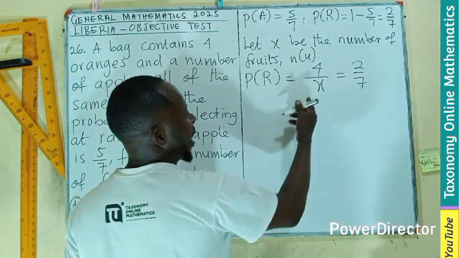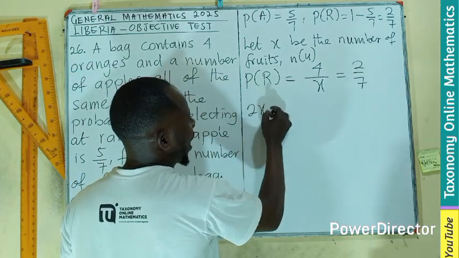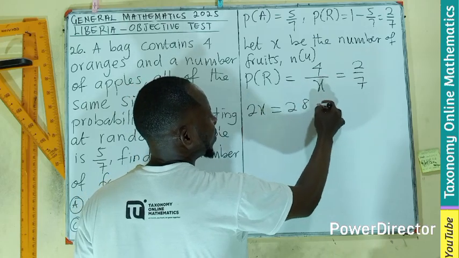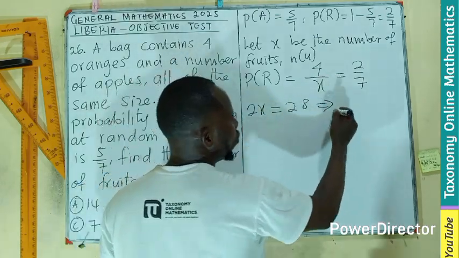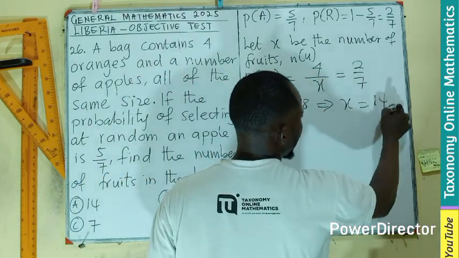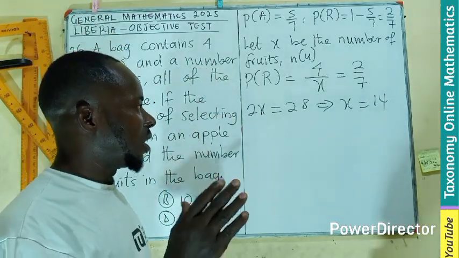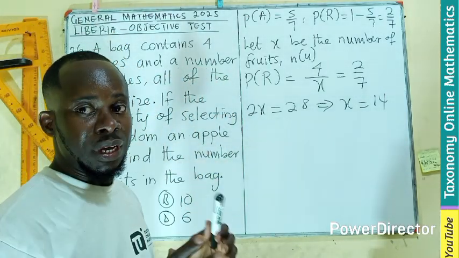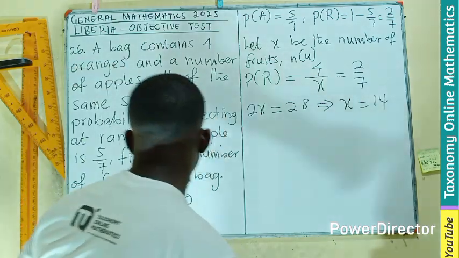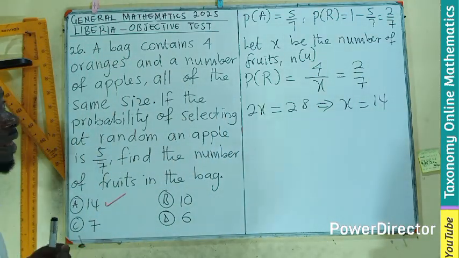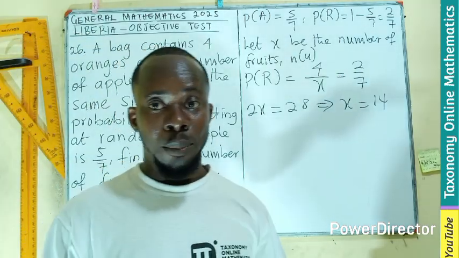So if you cross multiply, you'll be having 2x equals to 4 times 7, 28. By dividing by 2, x will be equals to what? 14. So number of oranges is 4. The number of fruit is going to be 14, as the question is demanding. So our answer is going to be the option A. That is if you want to follow this approach.